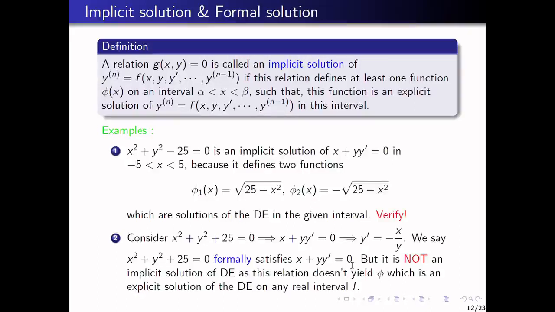It is actually not an implicit solution of the differential equation, because this expression does not yield any explicit solution. Clearly, x square plus y square is a positive quantity and it cannot be equal to minus 25. So this expression x square plus y square plus 25 equal to 0 is not an implicit solution. It's only a formal solution which is not of any use.